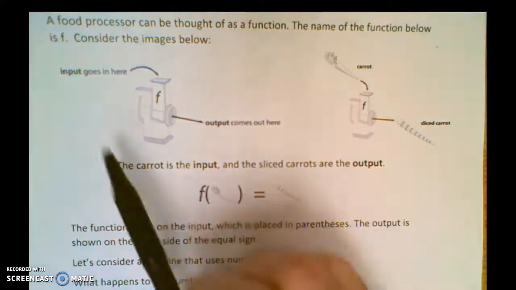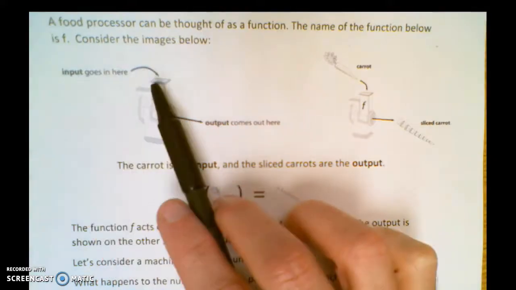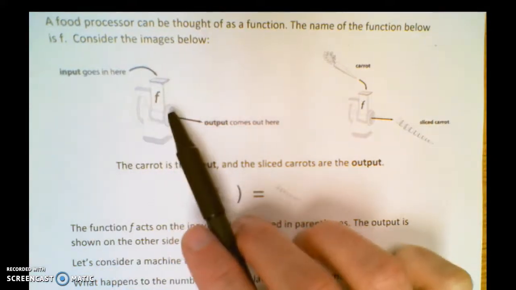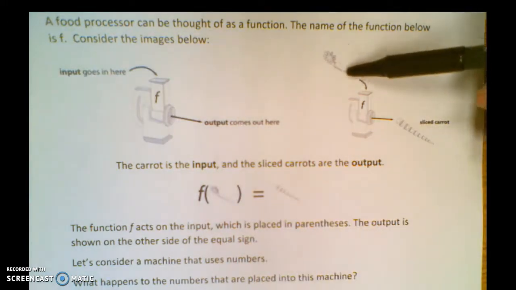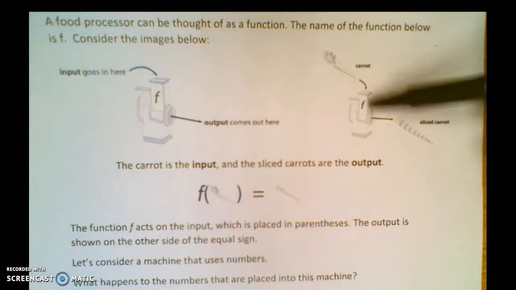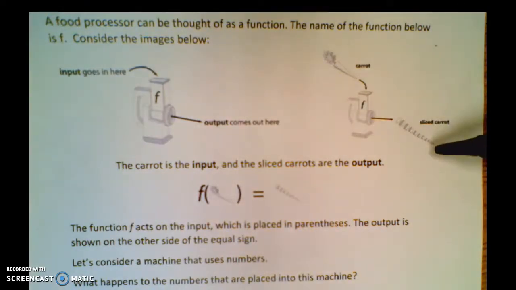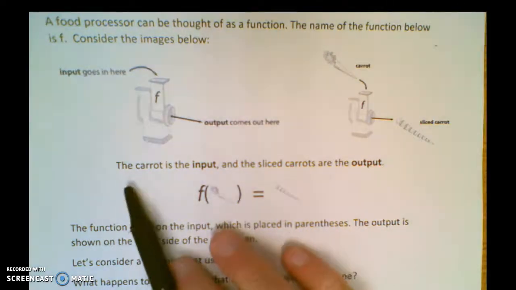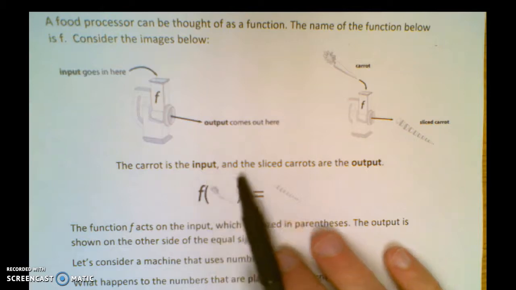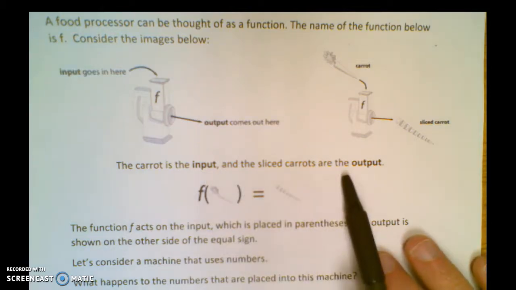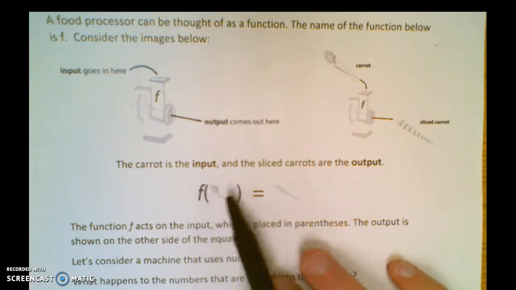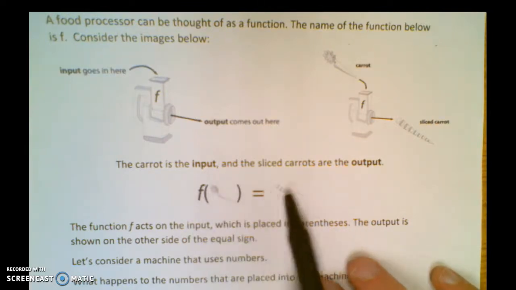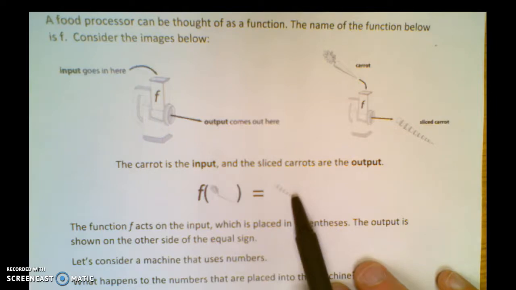When you have a food processor, your input, or your food, goes into the processor, the machine does something to it, and the output comes out. So for example, you can drop a carrot into your food processor, the machine cuts it up and gives you sliced carrot. So in this case, the carrot is your input, and the sliced carrots are the output. And the notation we use is f with parentheses around the input equal to what the output is.